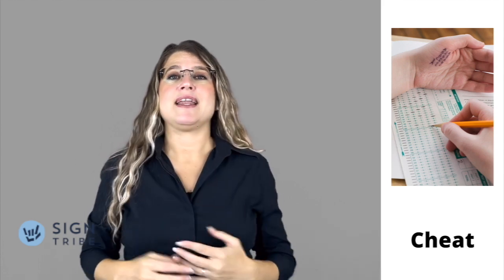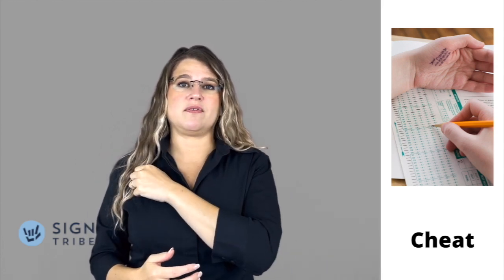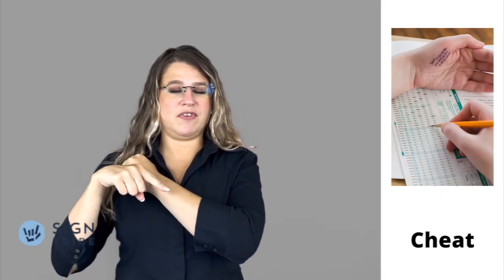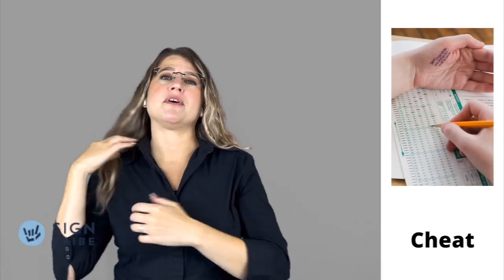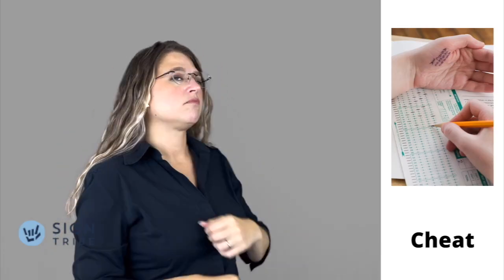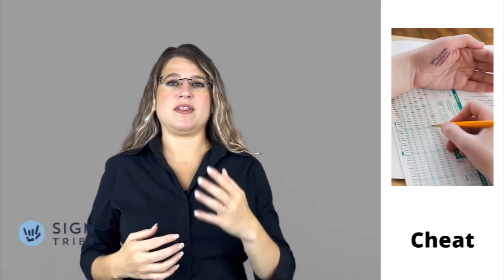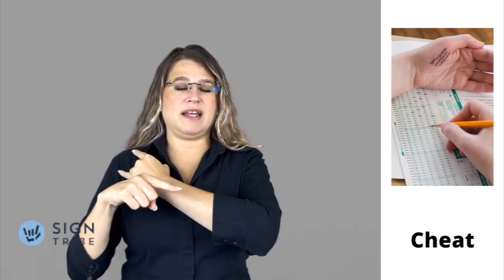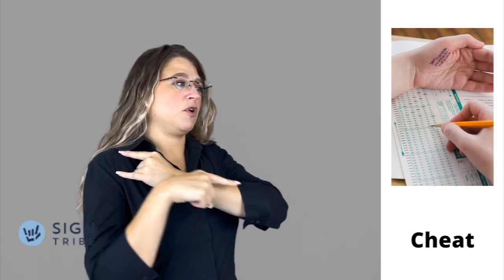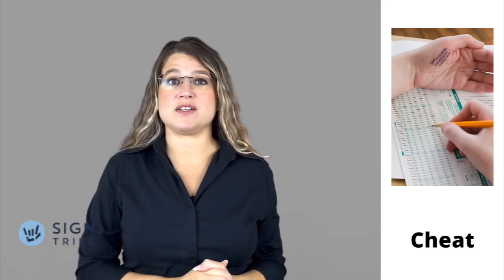Cheat. Now, a variation of that you might see is your non-dominant arm just kind of right here on your body, and your dominant hand with your index finger going down in that same type of hand motion. Cheat. You may see that same sign with the horns on the non-dominant hand and then with your dominant hand with the index finger in that same motion. Just wanted to show you some different variations that you might see as well.